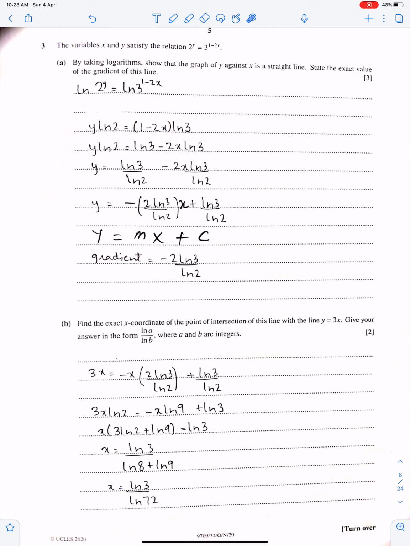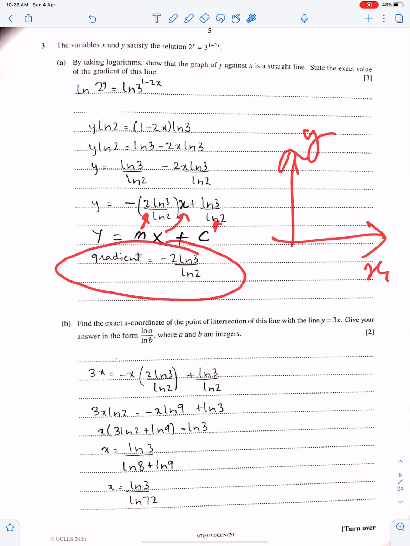You have to separate y. For that you need to divide by this ln 2 on the right hand side. Now this is of this form. This is the gradient. x is here, c is here. This means y against x. That's the gradient.